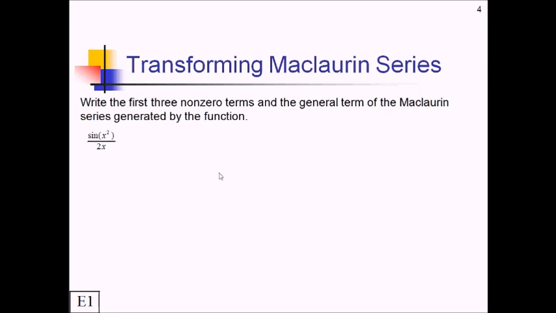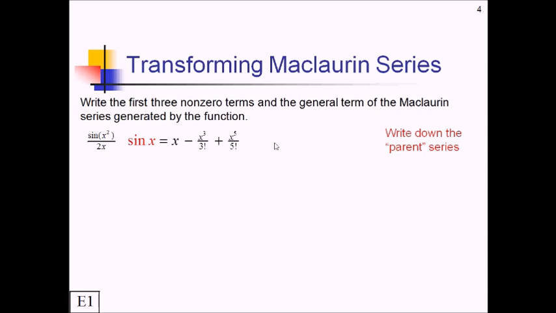So instead of doing that, we're going to take the sine of x series and transform it into this. So we're going to start by writing down the parent series, which is sine of x. Pause the video and see if you can remember what that was. So that was x minus x cubed over 3 factorial plus x to the 5th over 5 factorial.